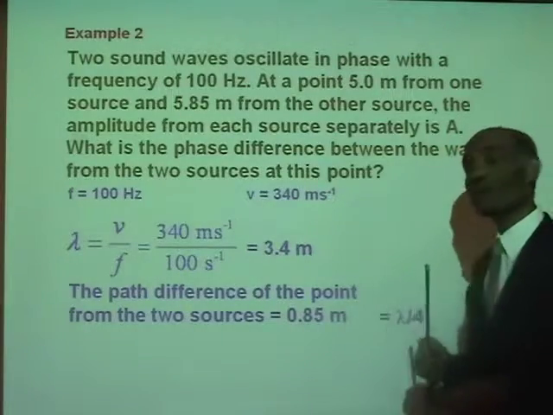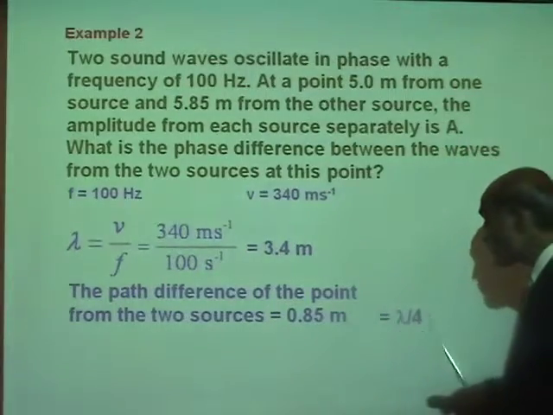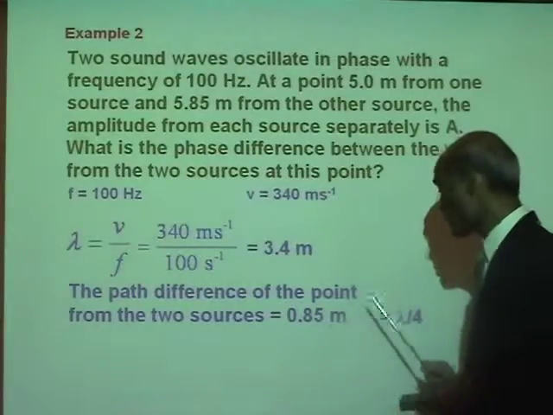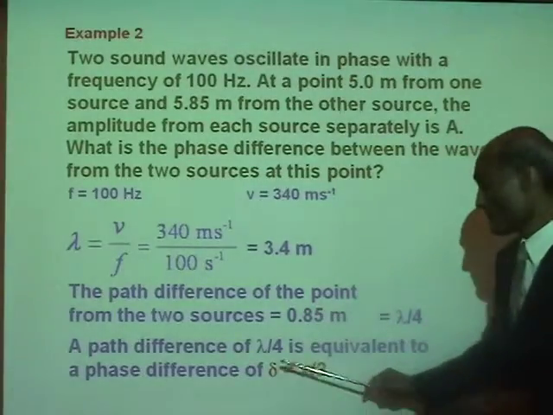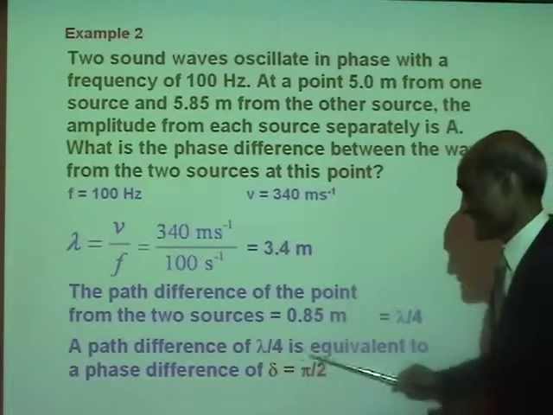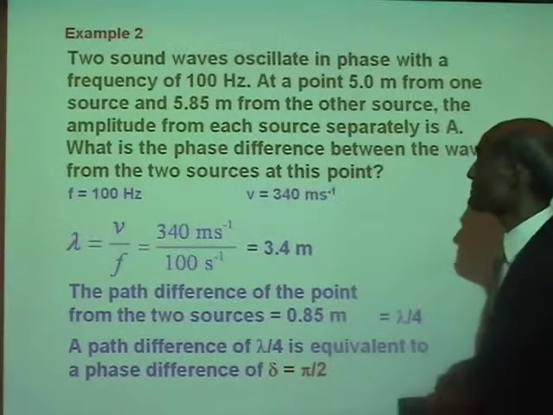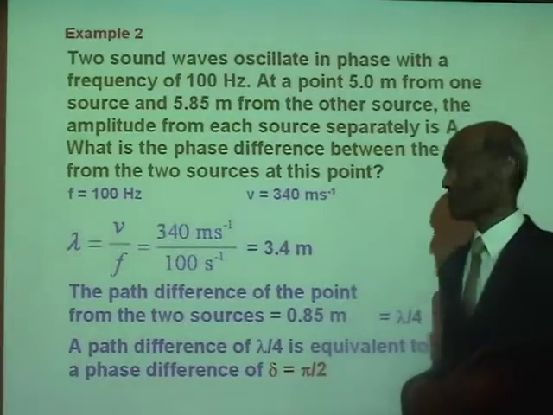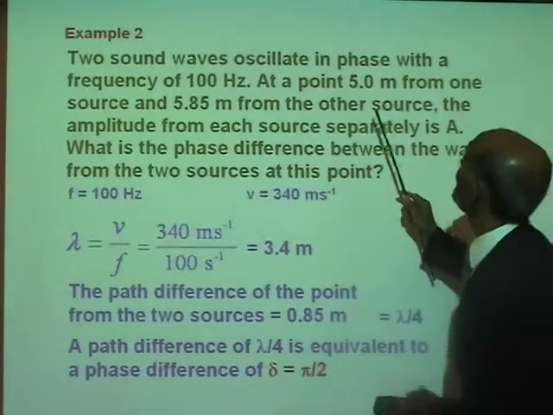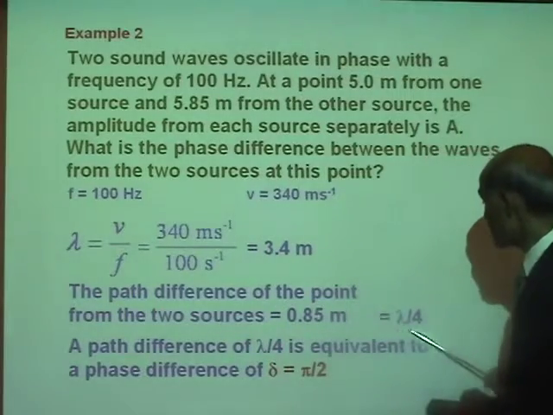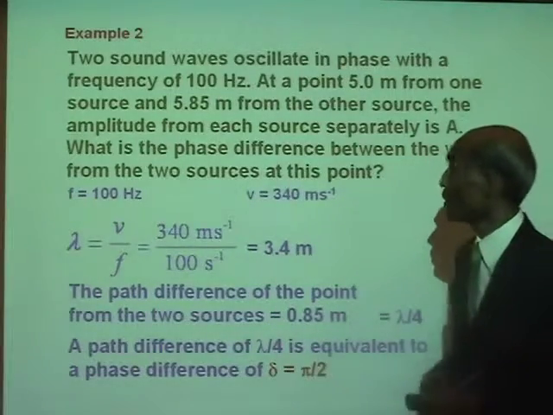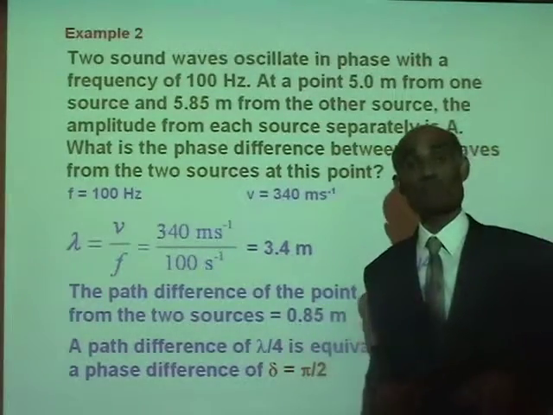Now the path difference is lambda by 4. What does this path difference correspond to in terms of the phase? It corresponds to a phase difference of pi by 2. So at the point C, when they meet, they have a path difference of lambda by 4 or a phase difference of pi by 2.